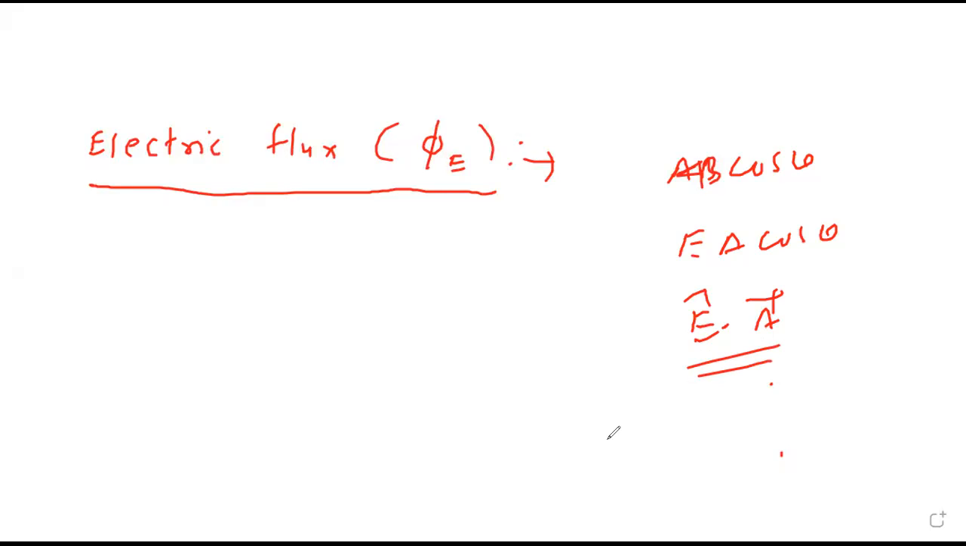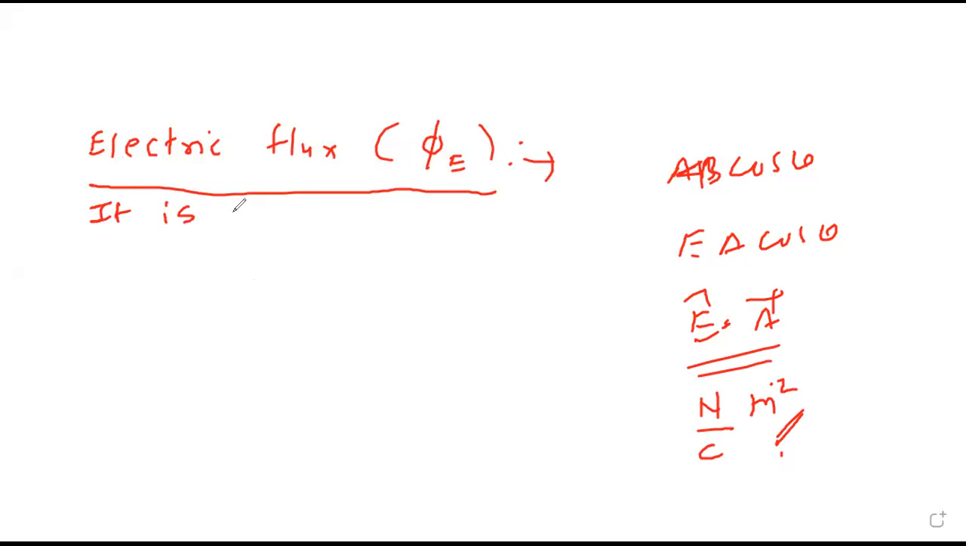Electric flux is which quantity? Scalar or vector? Scalar, na? Dot product means scalar. And what will be the unit? Newton per coulomb meter square. Okay. Yes, sir. Writing now: what is electric flux.